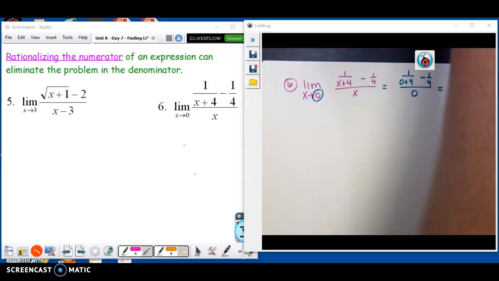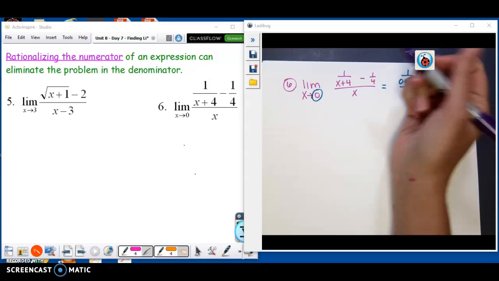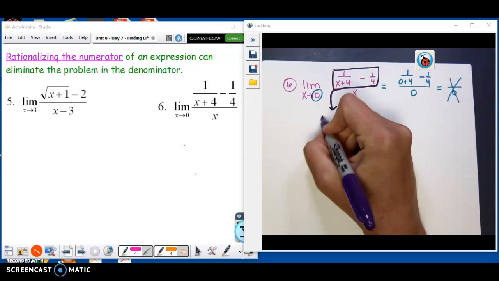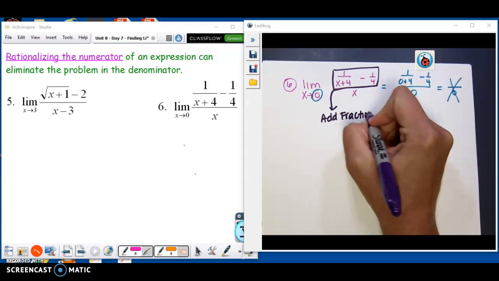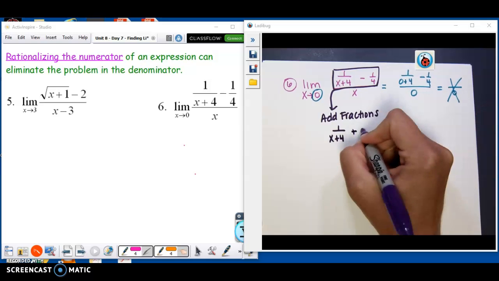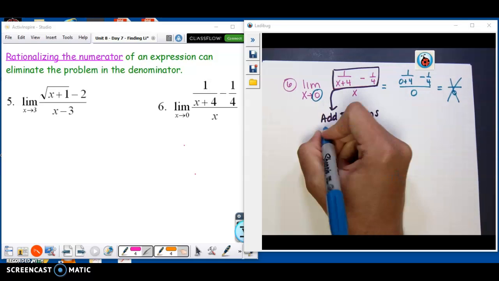The next step is to try to factor. Well, you can't factor when we have fractions like this, and we're not really going to be rationalizing either. What we're going to be doing here is adding these fractions together to see what happens. Technically subtract, but I'm going to add fractions: 1 over x plus 4 plus negative 1/4, because you know I like to add instead of subtract.